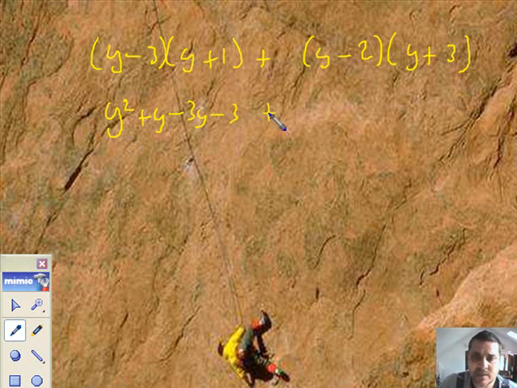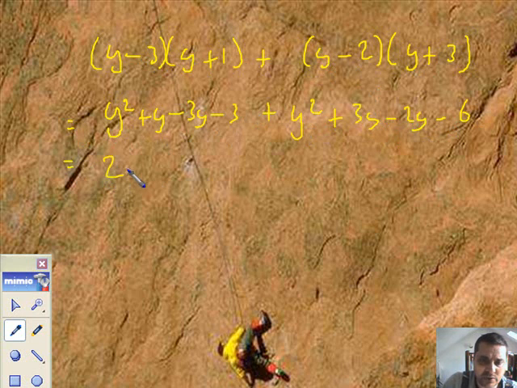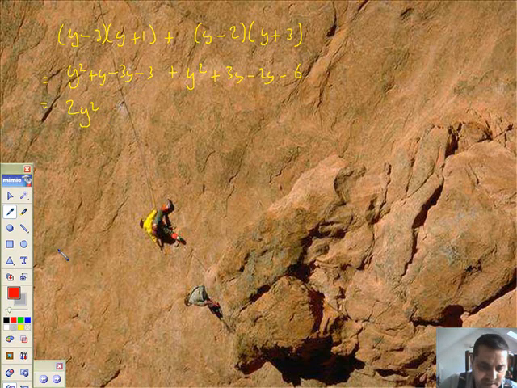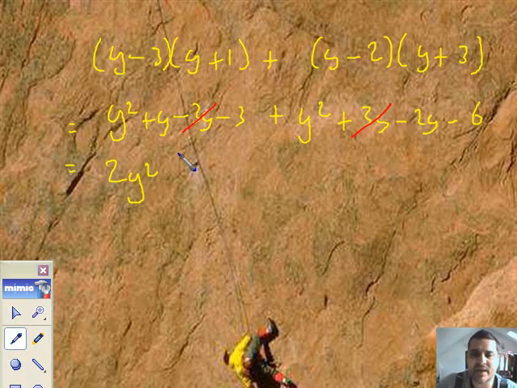Then add on y squared plus 3y minus 2y minus 6. Now, y squared plus y squared, so what have I got? I've got 2y squared. I'll tell you what, I've seen something, look. I've got minus 3y plus 3y. Let's just get rid of them now, shall we?